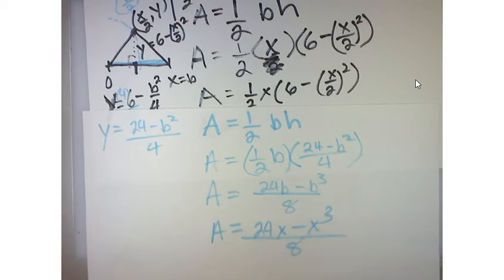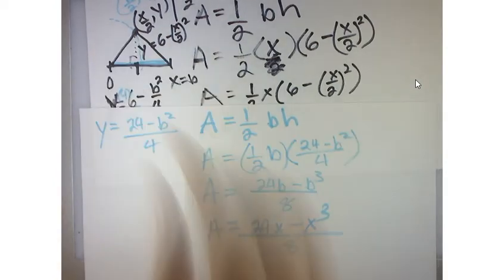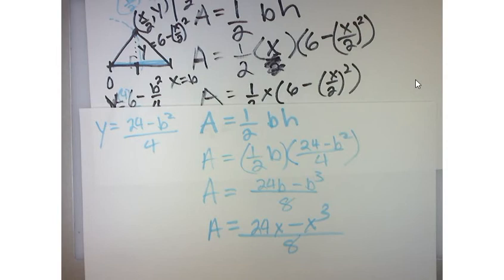Now, there's a domain restriction on that. We can't have an x that's way too big or way too small, because then it won't work. So how would I find that domain restriction? Well, the question doesn't ask that. So let's just think about that. Are there any questions on this one?